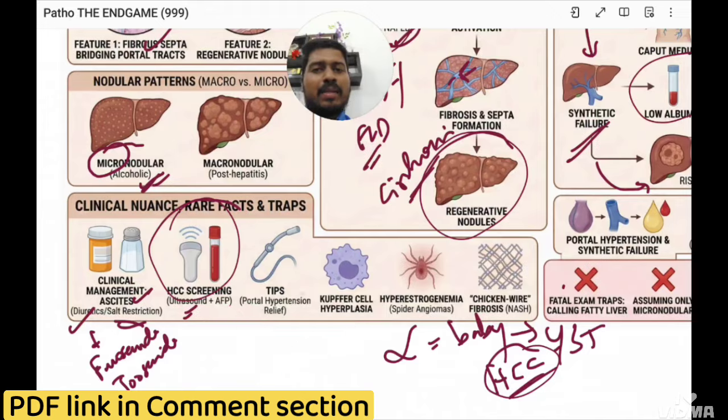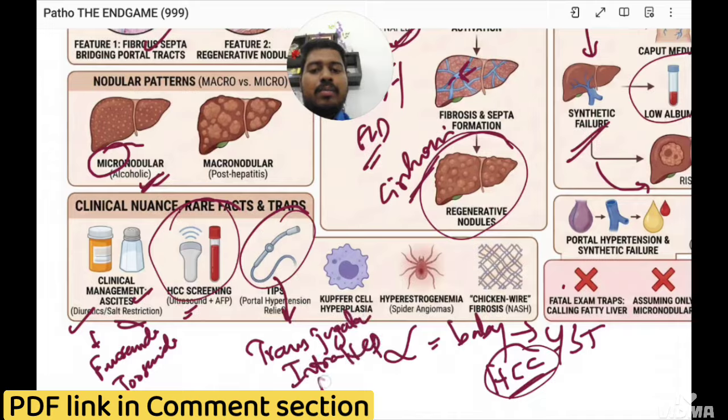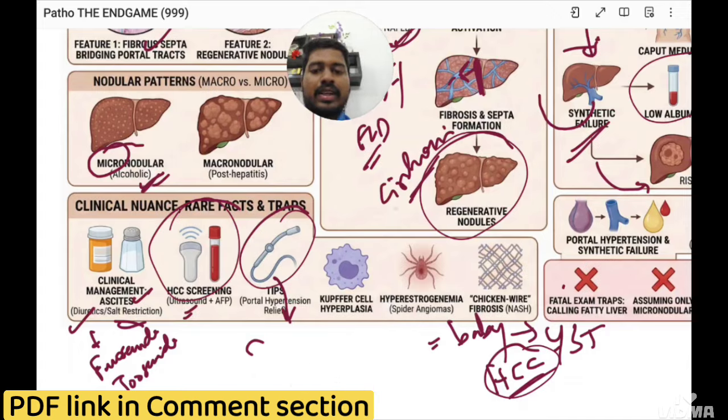Then if there is portal hypertension which cannot be addressed with medical management, then you go for TIPS. What is TIPS? TIPS is transjugular intrahepatic portosystemic shunt. So basically what you do is you bypass the portal vein, which is the cause for portal hypertension, and directly go into the inferior vena cava. So that is called TIPS, into the hepatic vein, which in turn joins into the inferior vena cava. So Kupffer cell hyperplasia. Now what is Kupffer cell?